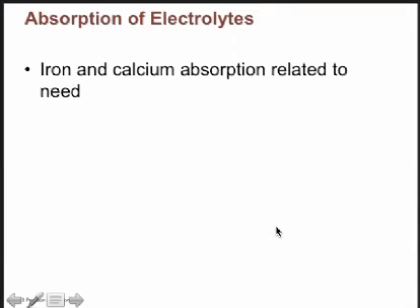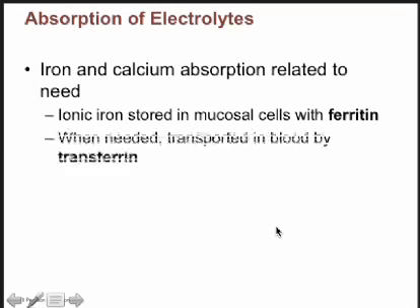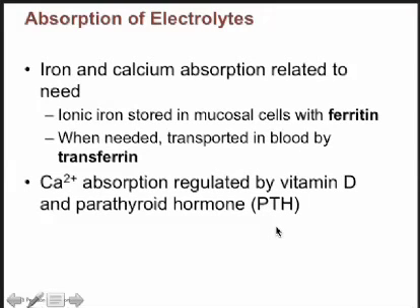Iron and calcium absorption are related to their need. Ionic iron is stored in the mucosal cells with ferritin, which is a protein. When needed, it's transported in the blood by transferrin. Calcium has its absorption regulated by vitamin D and parathyroid hormone.